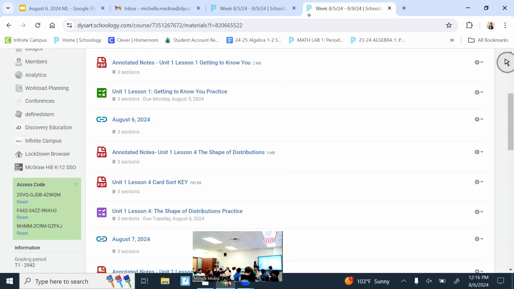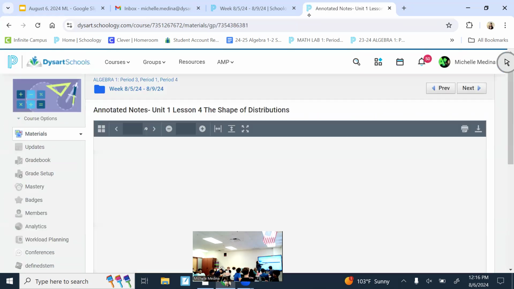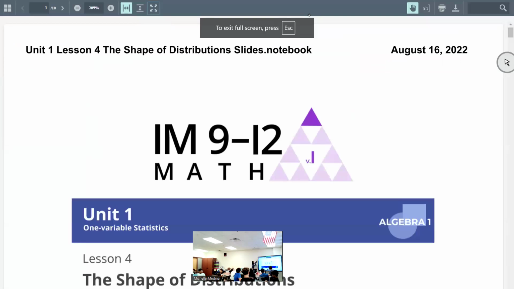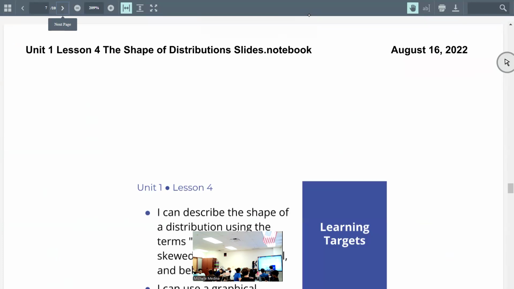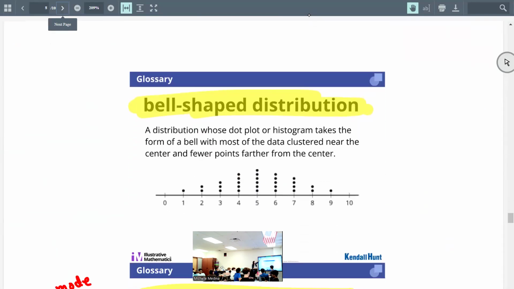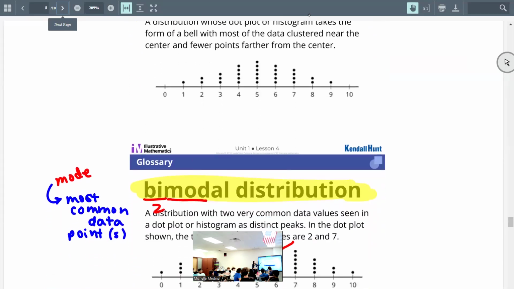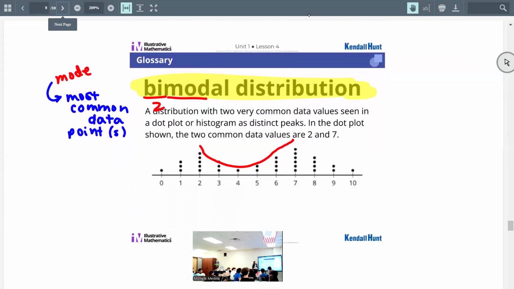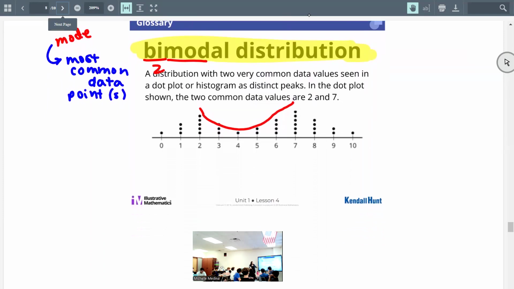All right, and today was August 6th. We did this lesson. Should you want to make note cards or something like that, there's usually a glossary at the end of each note thing I post. So here's our bell-shaped distribution definition and a picture to go with it. You could probably even find some stuff on Quizlet already made. If you just type in unit 1, Illustrative Mathematics is our curriculum, Algebra 1, 2, they're probably already made.